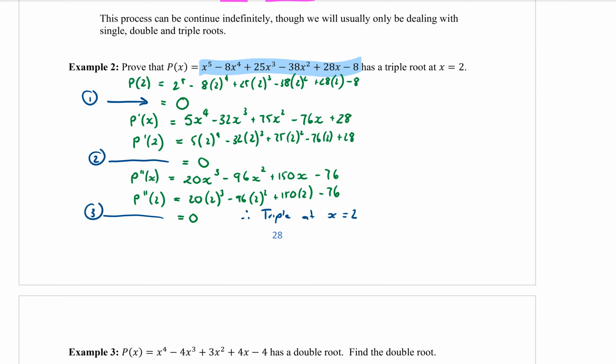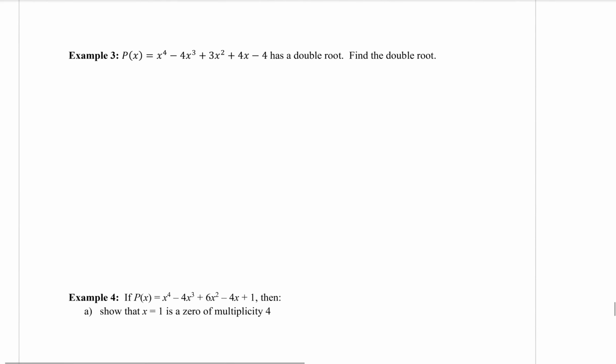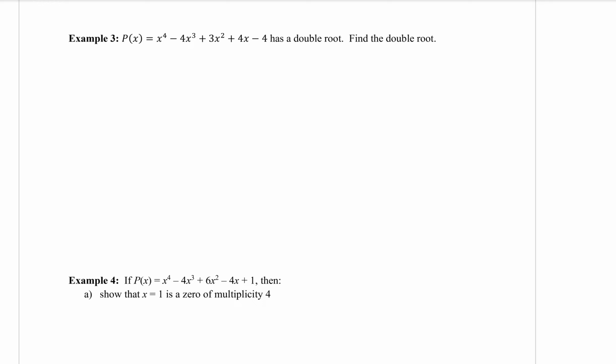To be certain that it wasn't a degree of 4 though, we could differentiate it another time and see what happens when we sub 2 in. But we won't do that because we're running out of space. Let's go to question 3. My polynomial has a double root. Find the double root.